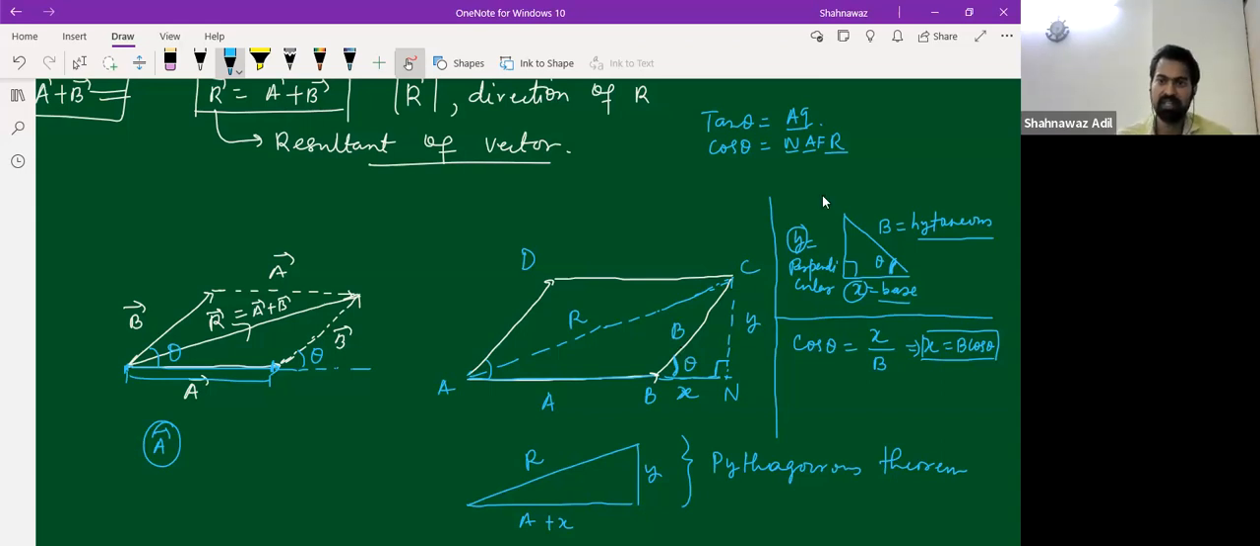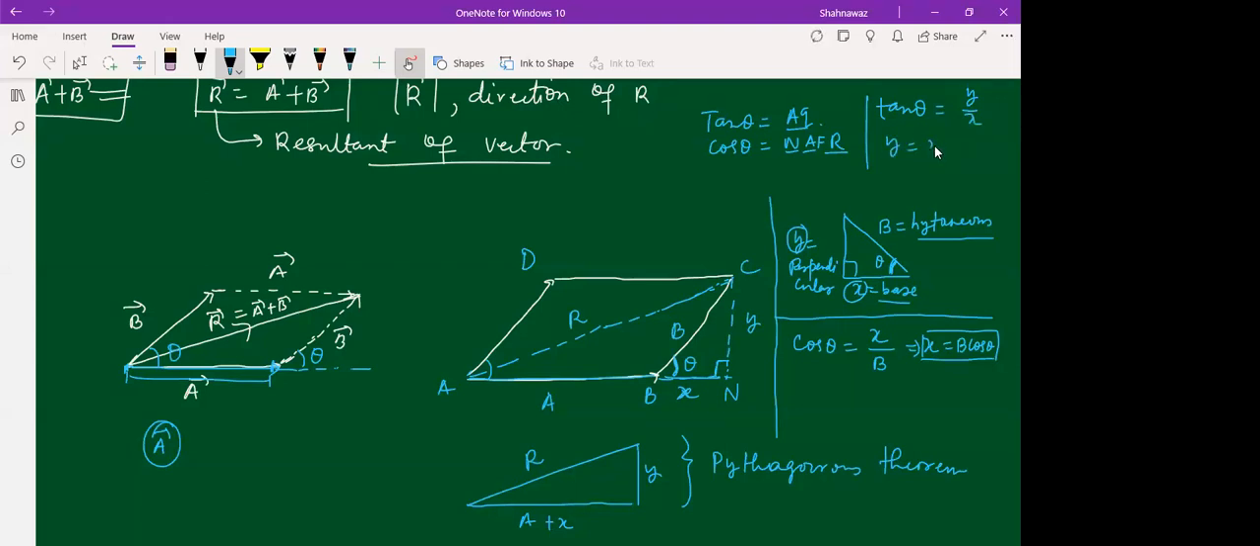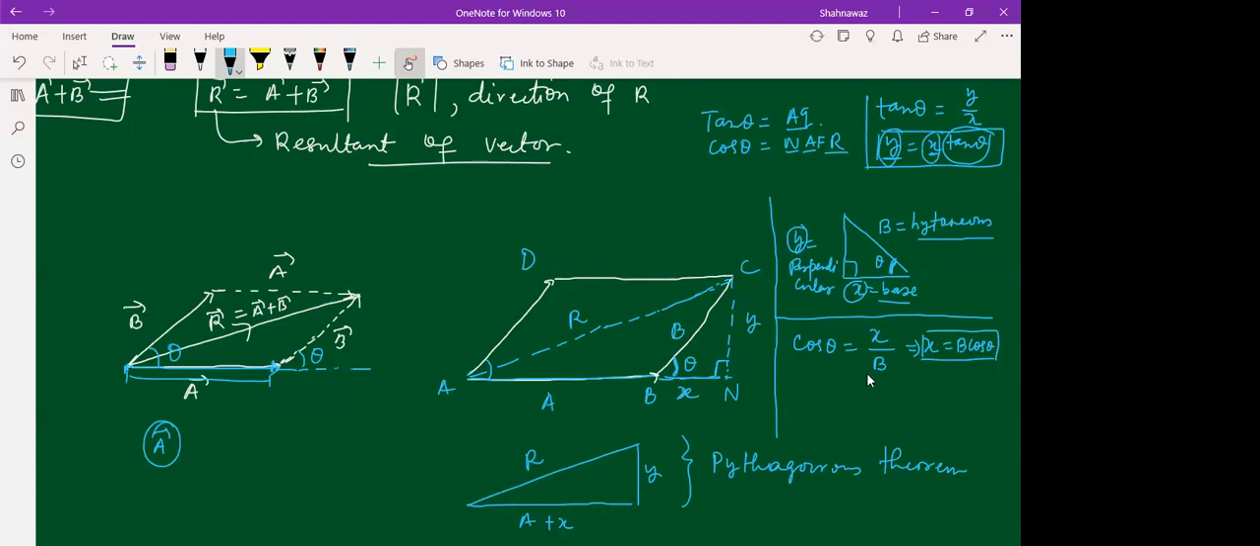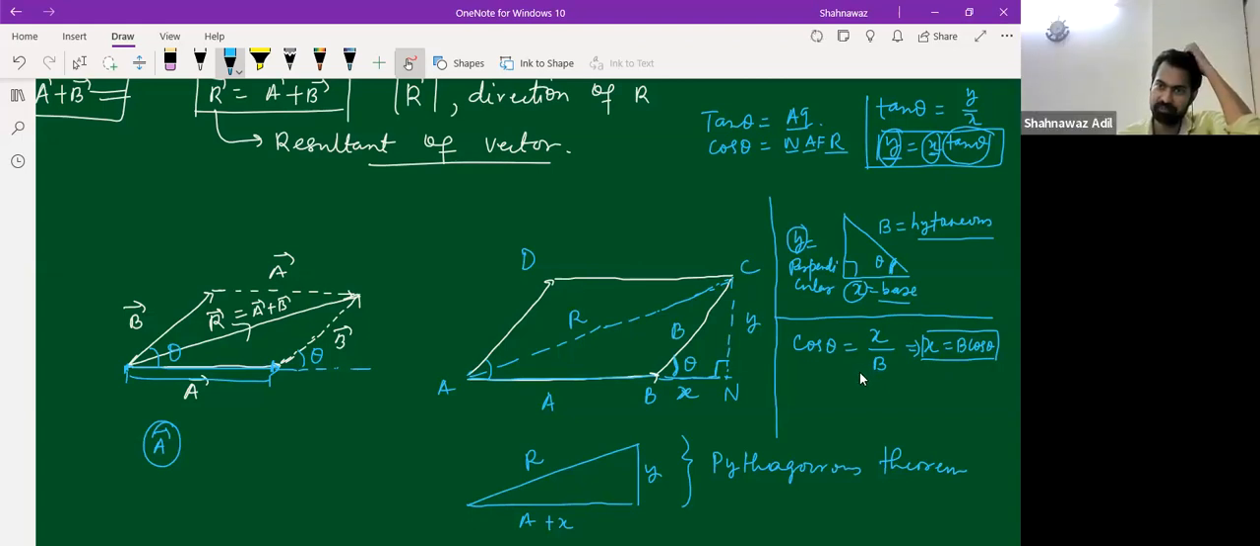So if I write tan theta, let's say it is y by x, right? So y would be x tan theta. So you have this unknown and this unknown, and you have only one equation, but you want to find these two unknowns separately. Did you understand this part?